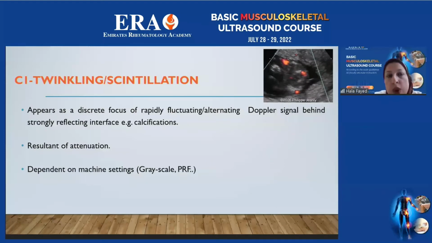The last one we'll talk about from the third group is twinkling or scintillation. These appear as discrete foci of rapidly fluctuating or alternating Doppler signal behind, again, a strongly reflecting interface such as calcifications. It is a result of attenuation of ultrasound beams, and it is dependent on the machine settings.